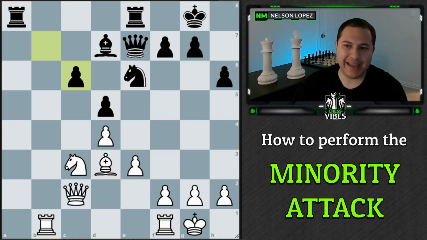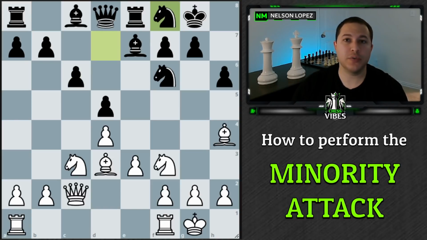One thing that black can do is sort of launch a counterattack on the other side of the board, like on the king side, but that's not easy to do, especially in a position like this where white's position is very solid. It's going to take black a lot of time to orchestrate some sort of attack. And so I think that's why the minority attack has a very high success rate when you're able to do it.